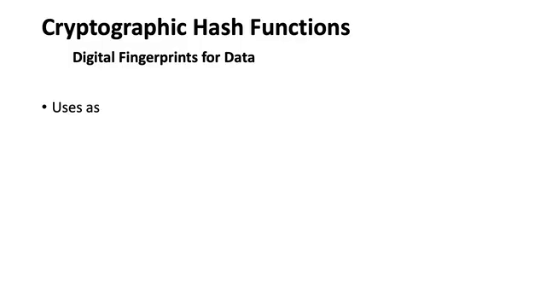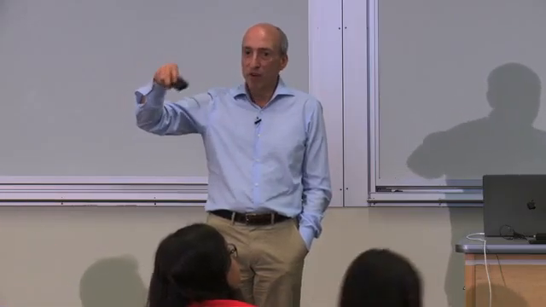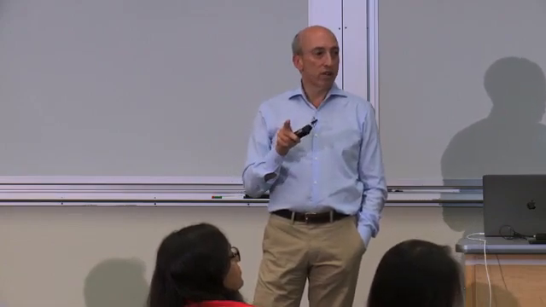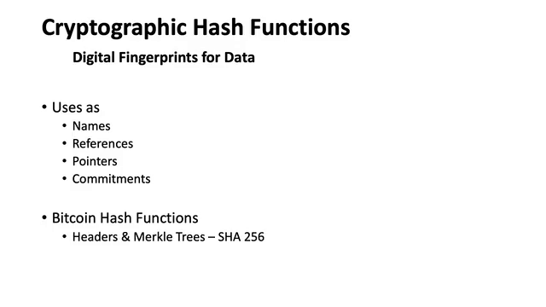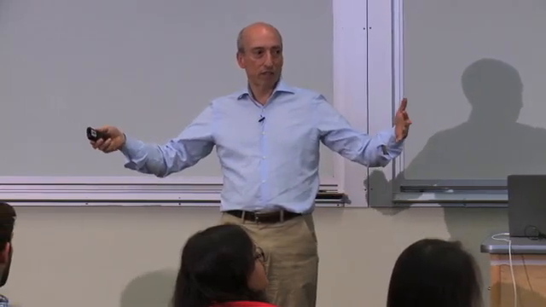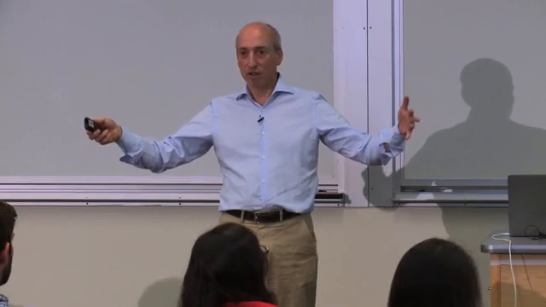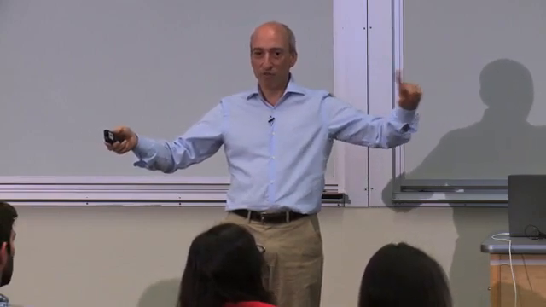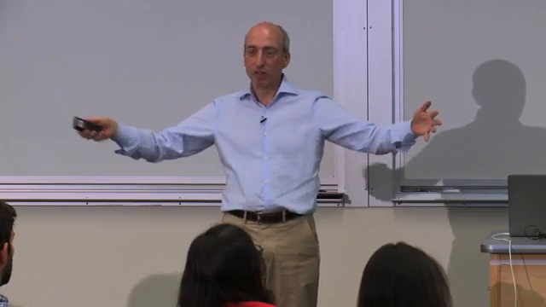So what is it used for? In many places, it's used for names, references, pointers and something called commitments. In Bitcoin, it's used for pointers because one block points to another block. But it's also used in commitments. You'll hear these words. We're not going to delve into them, but the headers in the Merkle trees use something called SHA-256, which is a standard that is literally 256 bits long, zeros and ones for 256 registries.